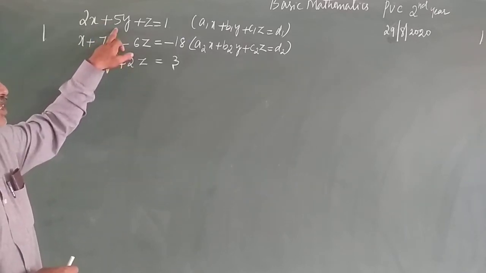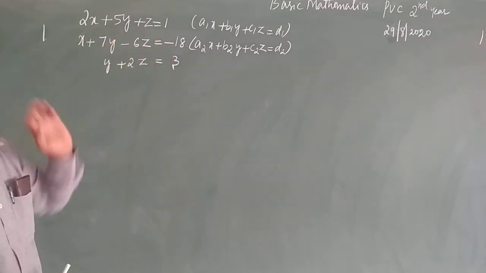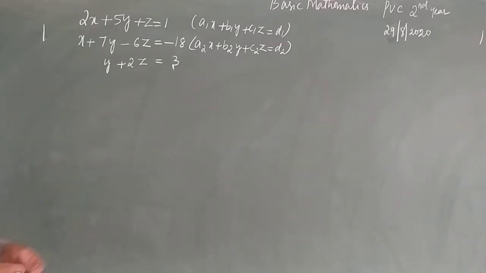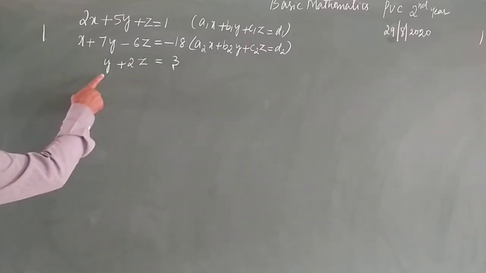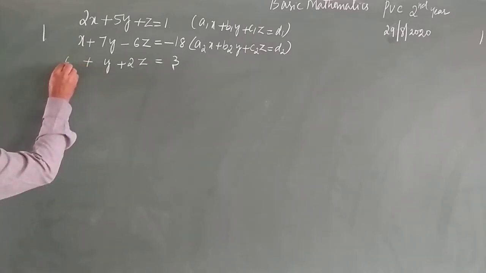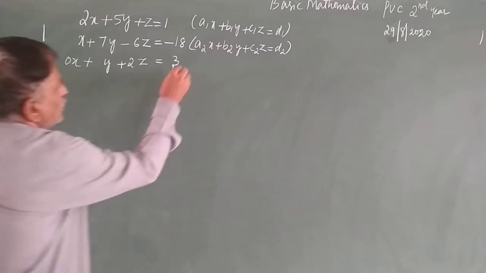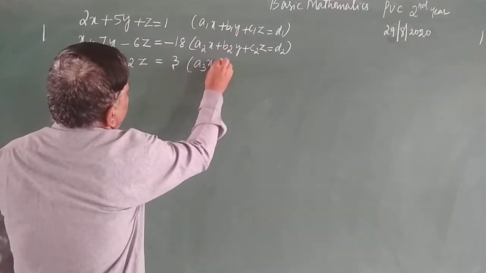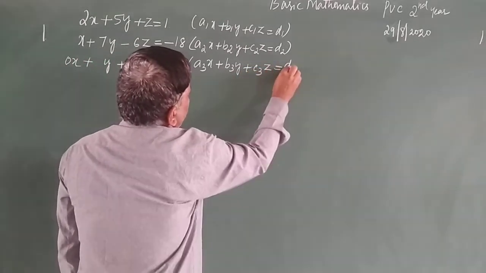I have compared the first equation with a1x plus b1y plus c1z is equal to d1. Similarly, I have compared with the second equation. Whereas the third equation is not a complete equation. That means here x is missing. We have y and z and constant. X is missing. The one which is missing, we have to take 0 of that. 0 of x. So 0 of x plus y plus 2z is equal to 3. Then you can compare this with a3x plus b3y plus c3z is equal to d3.